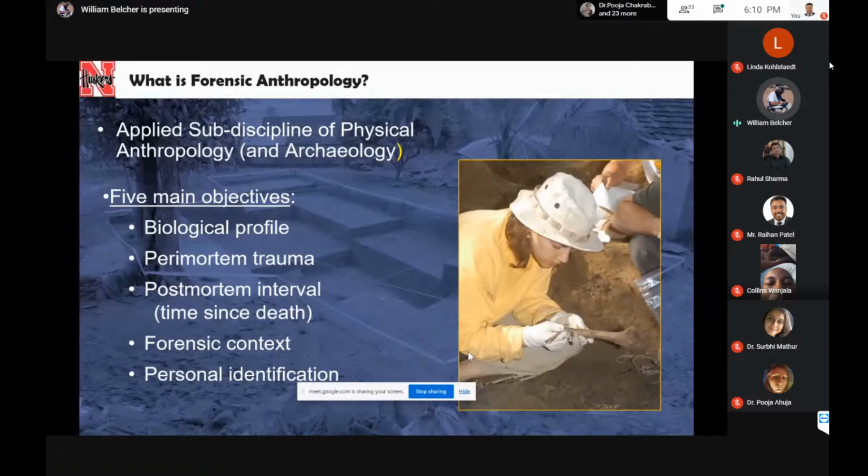What is the forensic context? Is this material archaeological or is it of forensic interest? Is it of medical legal interest or is it ancient material that really doesn't pertain to a medical legal investigation? And then finally, we want to get into personal identification of those individuals.